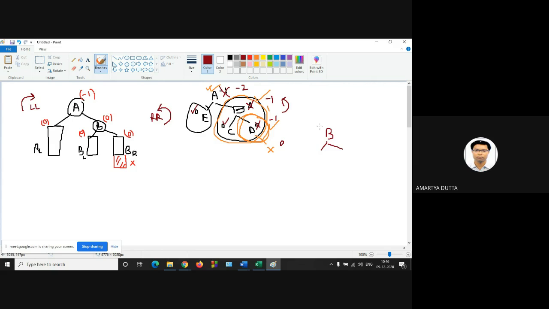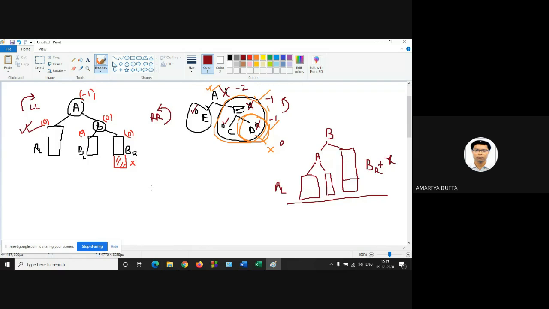Rotate your B in the anti-clockwise direction. So on the left side of B is A, and on the left side of A is AL, which is E in this structure. The right side of B will be BR plus X. BL will be the right portion of A. So this is height balanced. This is the height balanced tree.